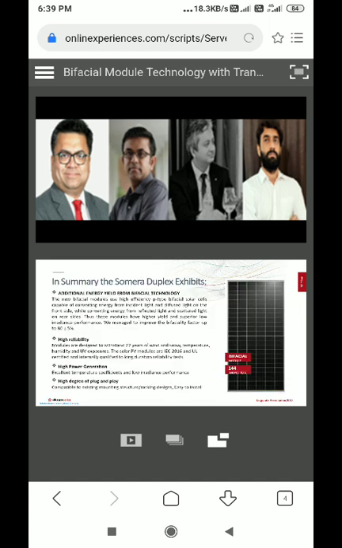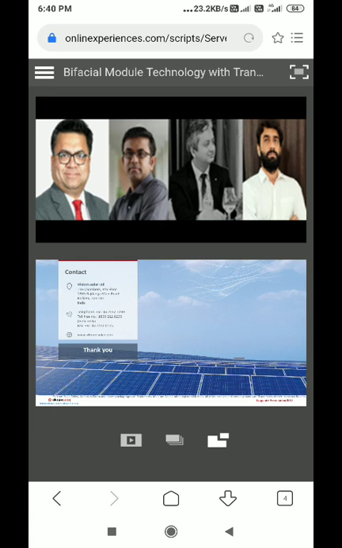Just bringing up the last slide, and in summary, the Somera Duplay bifacial transparent backsheet module exhibits additional energy yield from the bifacial technology. It has very high reliability because of the factors that we considered earlier, high power generation, and a high degree of plug and play. So basically, it is exactly compatible with a glass backsheet standard module in terms of the racking structures and the mounting and racking designs. Therefore, it's very easy to install. Thank you very much for listening to us, and I'll be happy to take questions.